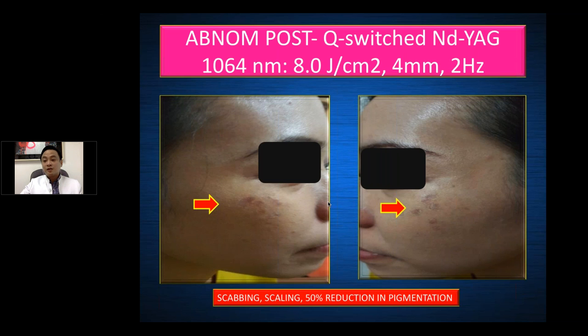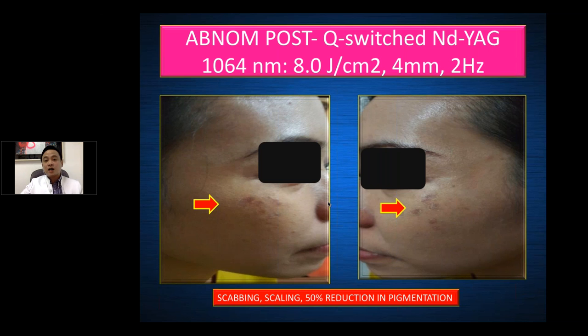Instead of seeing 80% clearance after 10 sessions, usually after 3 sessions, we may see a 50% reduction in pigmentation already. So the younger the abdomen or the younger the nevus of aorta, they respond well to the Q-switch. They respond better to the Q-switch NDN.